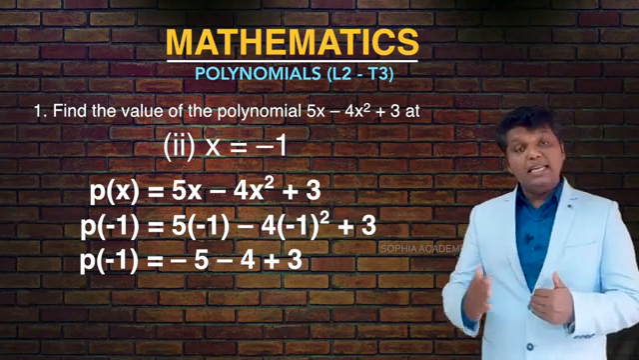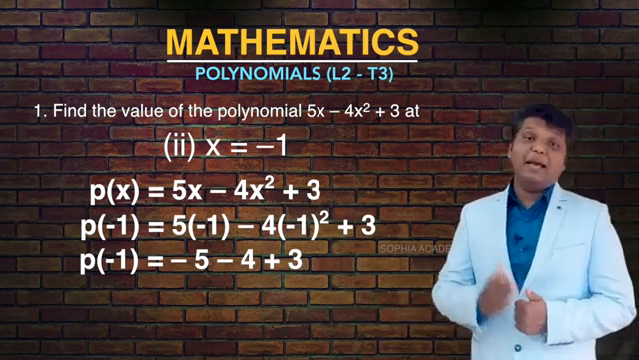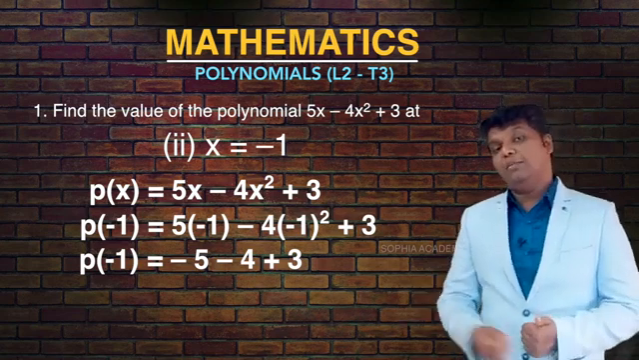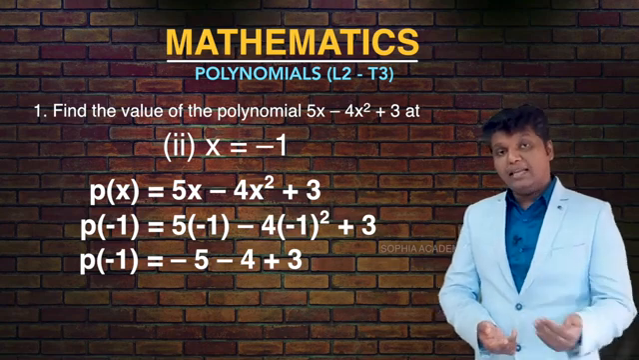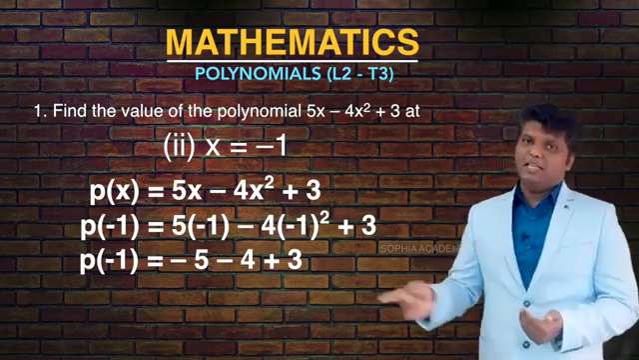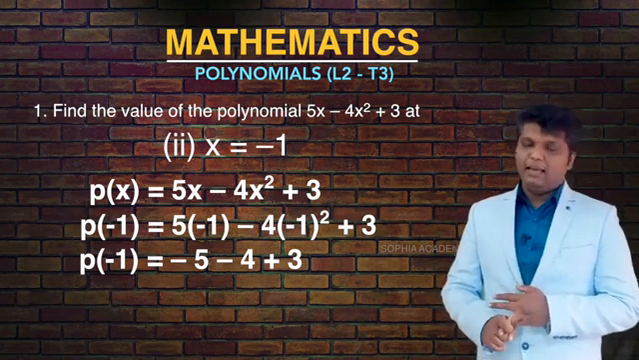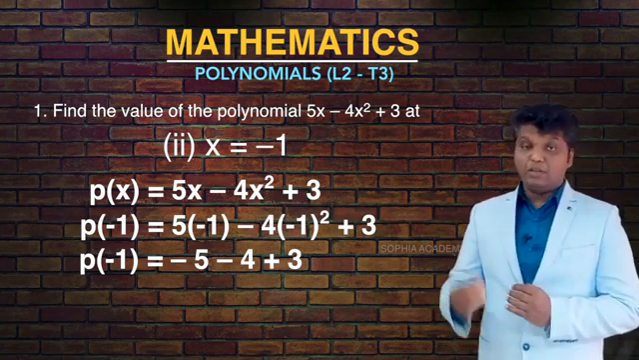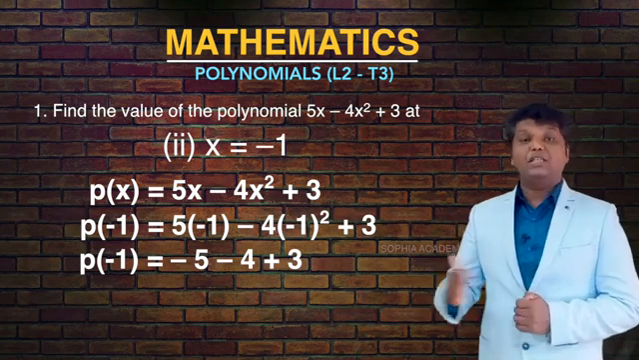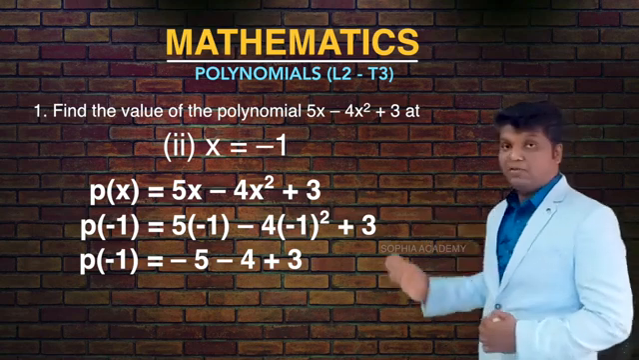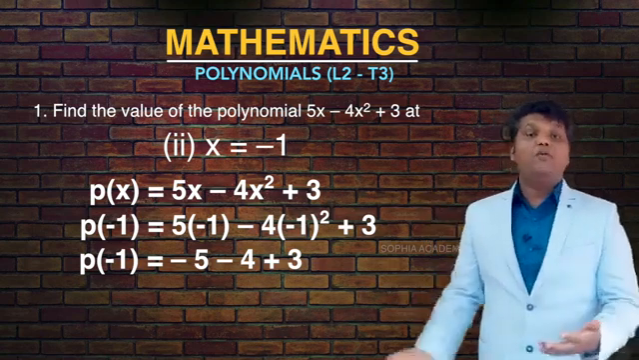See, minus into minus is plus. A negative number multiplied by another negative number is positive. A negative number divided by another negative number is positive. Means in multiplication and in division, the result is positive. But in the case of addition and subtraction, it's not like that. See here it is minus 5, minus 4, which means 5 rupees lost and 4 rupees lost.